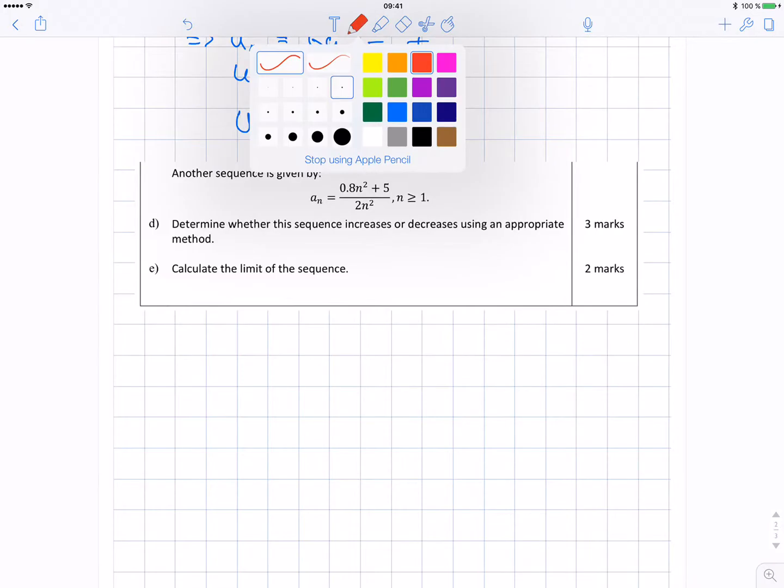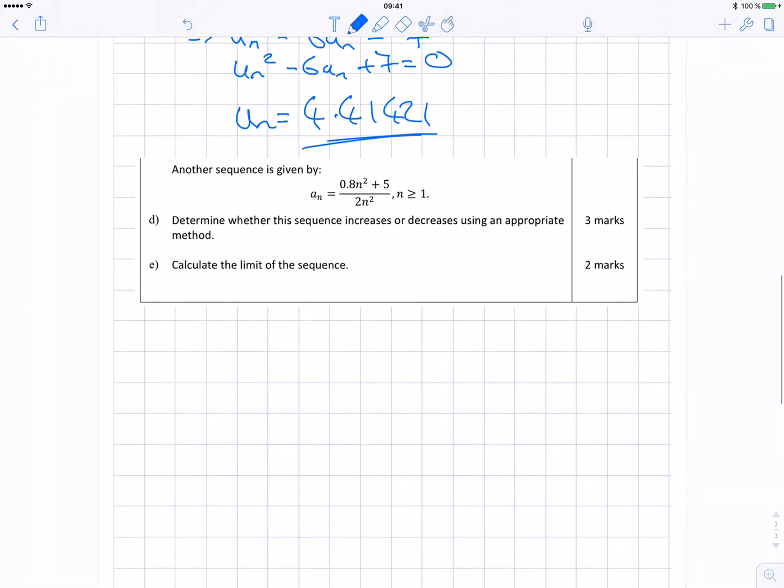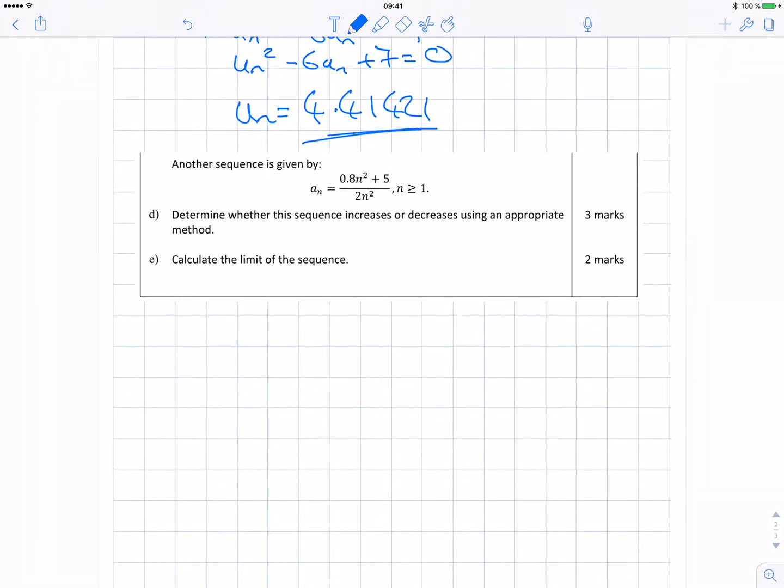So another sequence for part D is given by this. It's obviously an explicit sequence. To determine if the sequence increases or decreases, use an appropriate method. So let's do a bit of differentiation on it. We'll call an, say, f of x. So f of x is equal to 0.8x squared plus 5 over 2x squared. I'm going to differentiate that using the calculator.